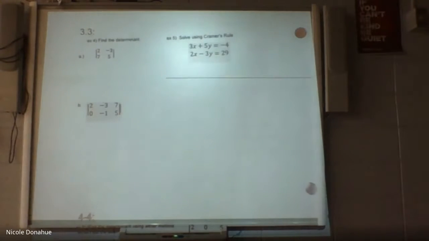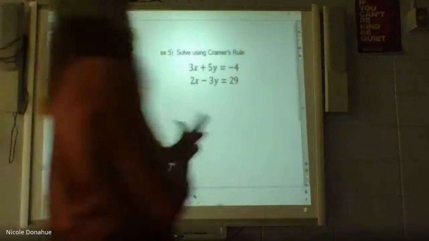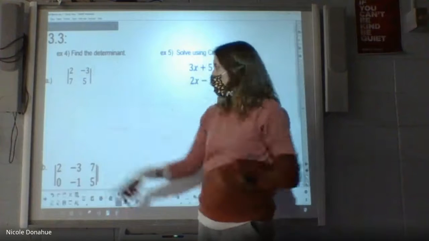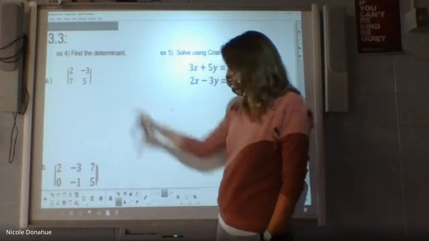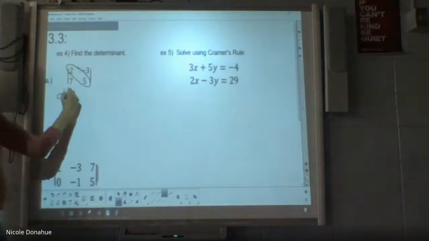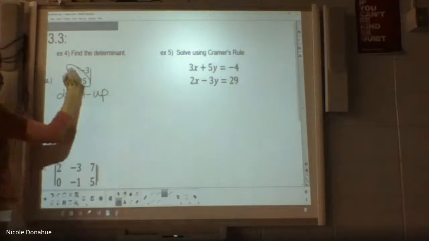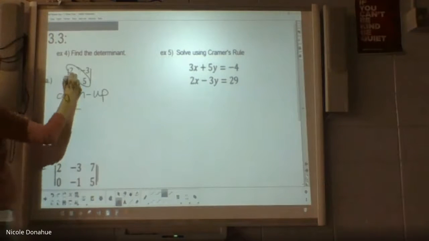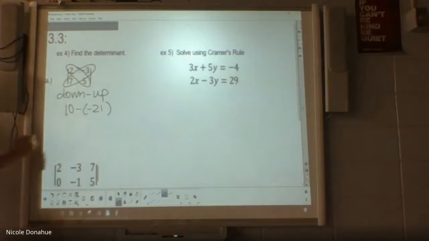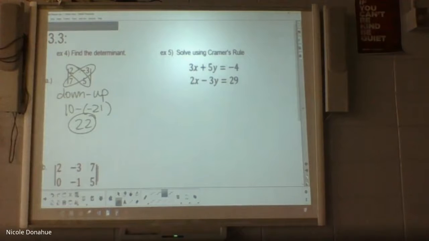So let's talk about these. You flip to the back side if you haven't done so already. So these two ask us to find the determinant for a 3-3. So in letter A up there, I do downhill minus uphill. So 2 times 5 is 10 minus the uphill, so minus a negative 21. This becomes plus 21, so this ends up being 22 for my determinant. How about letter B? Do you guys remember how to do that kind?